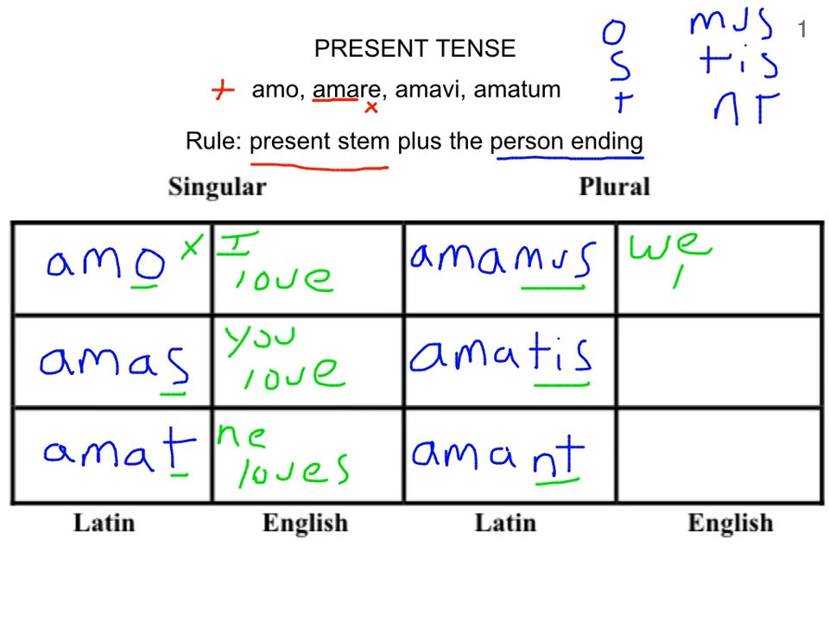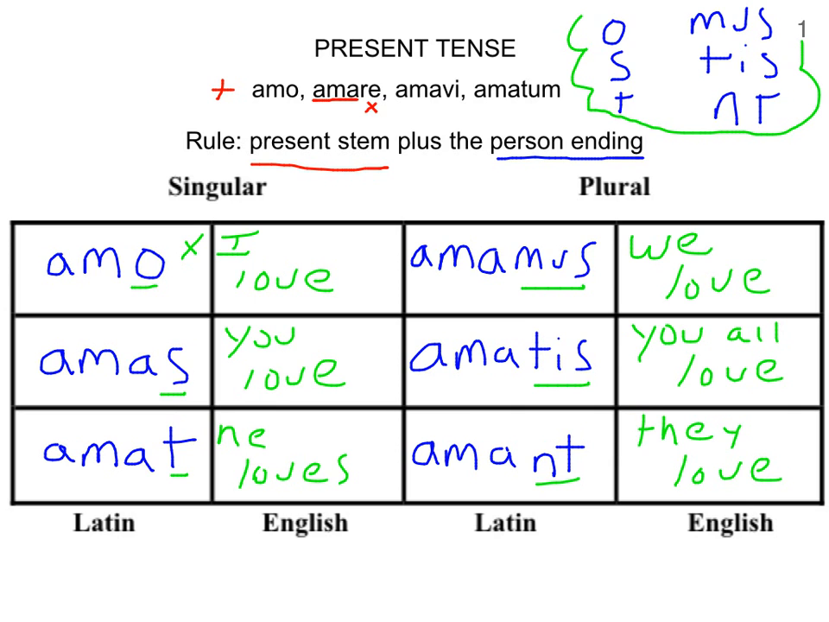Then we love. First person plural. The plural form of I is we. Then the plural of you is you all or y'all love. And then the third person plural is they love. So that's the whole chart there. So relatively easy. Again, present stem, AMA, plus the ending: O, S, T, mus, tis, nt. Okay, so that's how you do it.